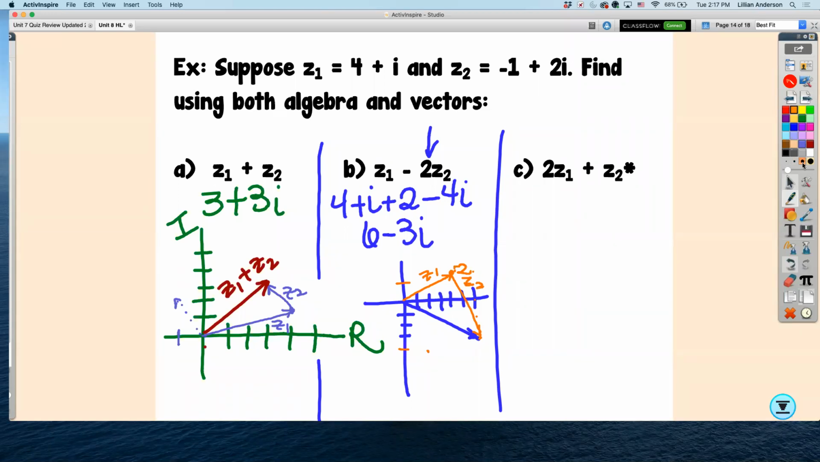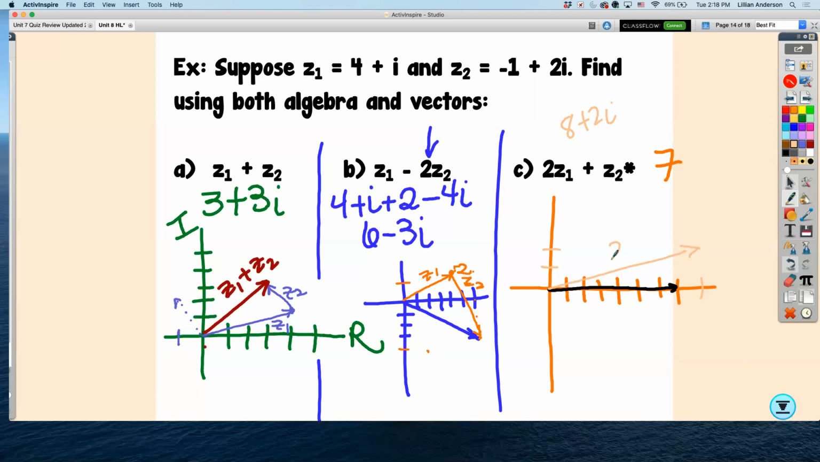What did you guys get for 2Z1 plus Z2 conjugate? 7. This one was a nice one. Okay. Remember, that means it just was going to lie here. That's the result. But I can also get that from doing 2Z1, which would have been 8 plus 2i. So go all the way to 8, 2i, which would be this point here. And then plus Z2, which was negative 1 plus 2i.